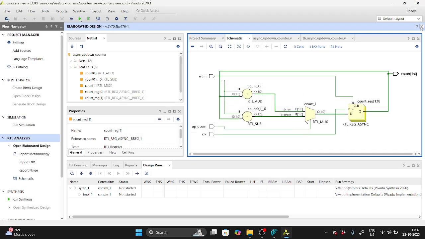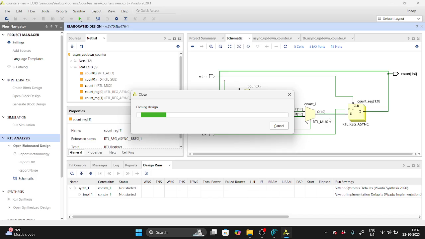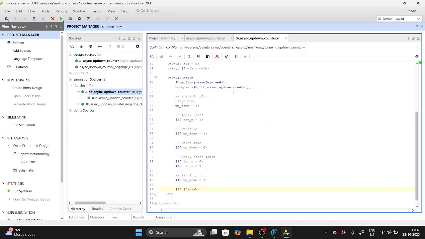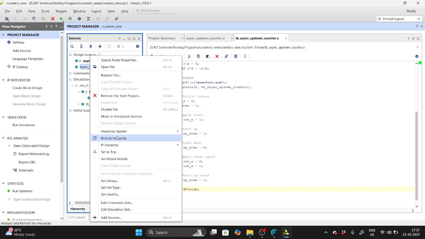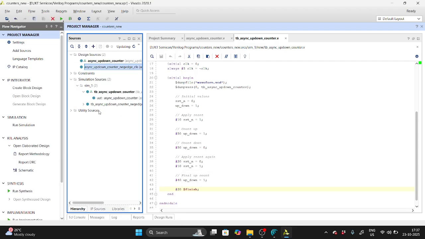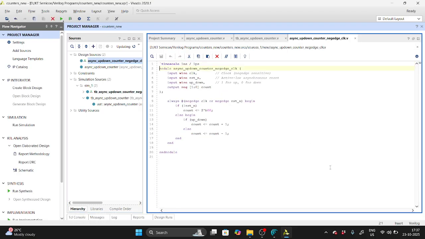And the passage of the clock is nothing but a positive edge trigger. Negative edge trigger also, the same; this is also negative edge trigger, and this is neg edge. So the whole thing is the same only.